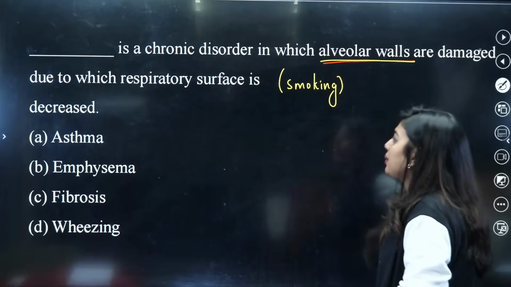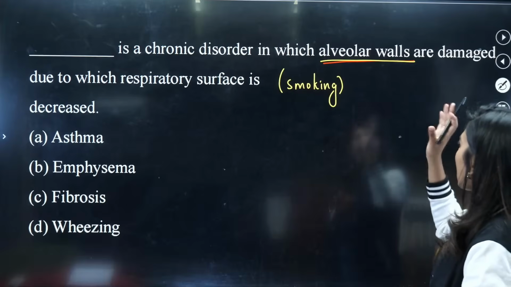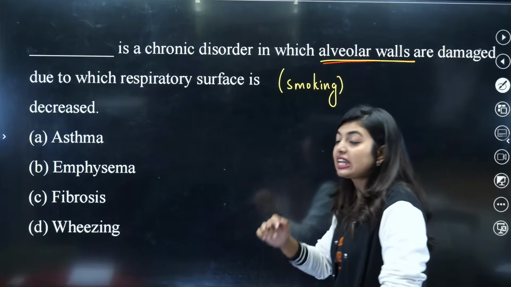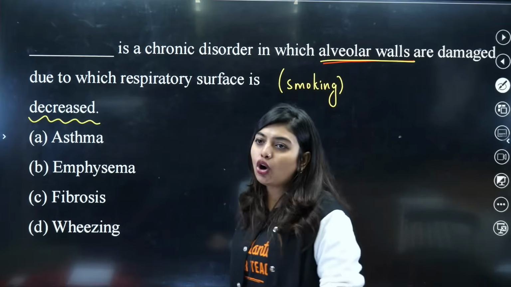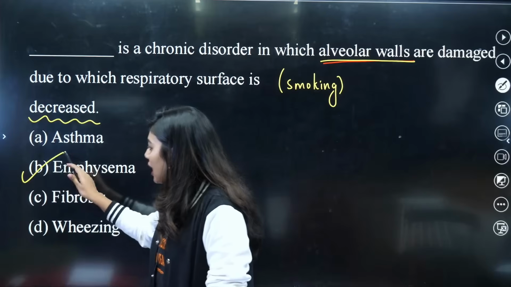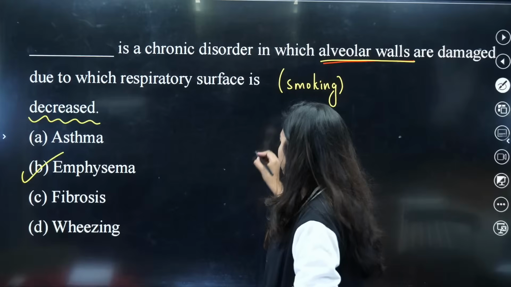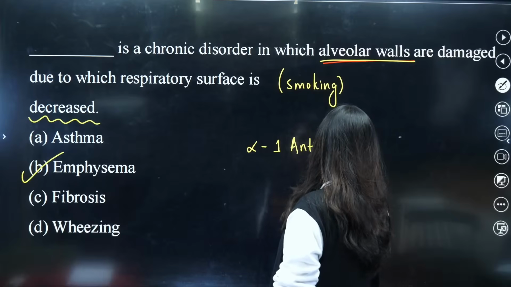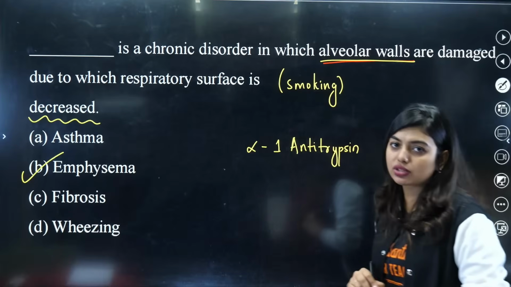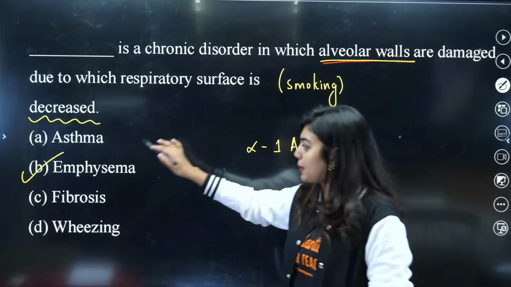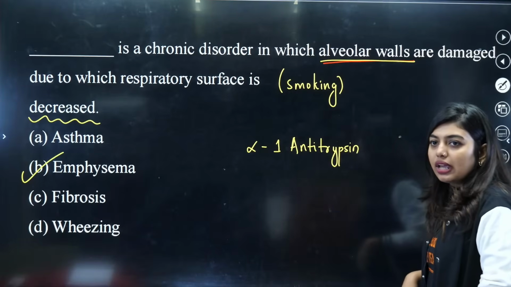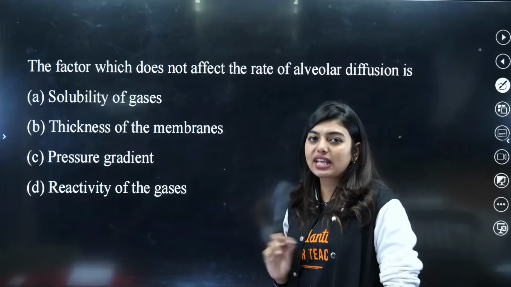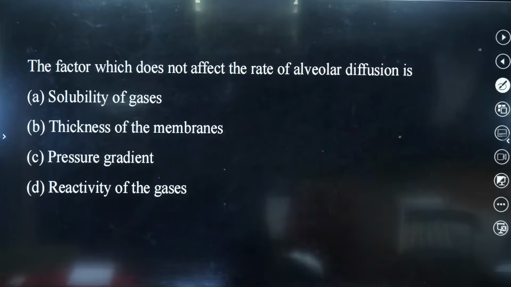D is the answer. Okay. Blank is a chronic disorder in which alveolar walls are damaged due to which the respiratory surface is decreased. Smoking causes emphysema. The answer is B. Because there is a human protein called alpha-1 antitrypsin that will get damaged when a person continuously smokes. So because of this, that person will end up having emphysema. Yes, Geeta, for the percentage, I'll show you. You have to do semi-conservative replication. That means you have to do this.